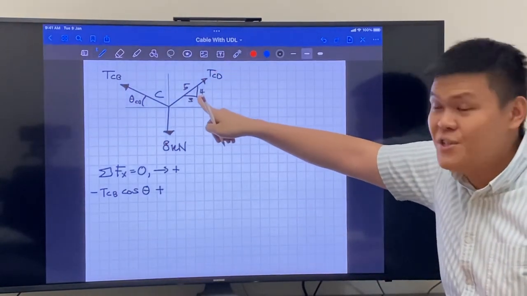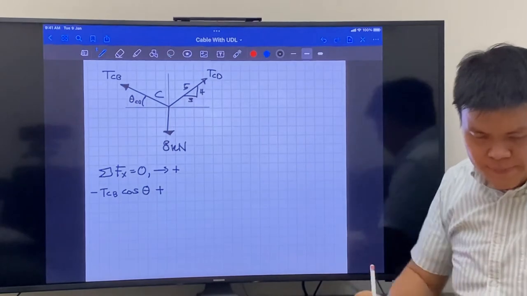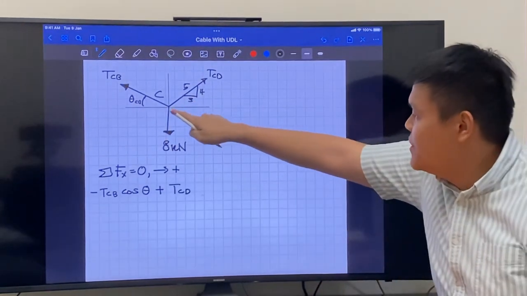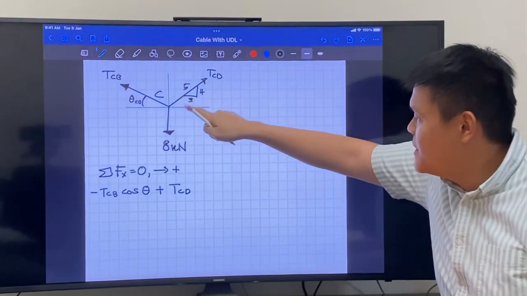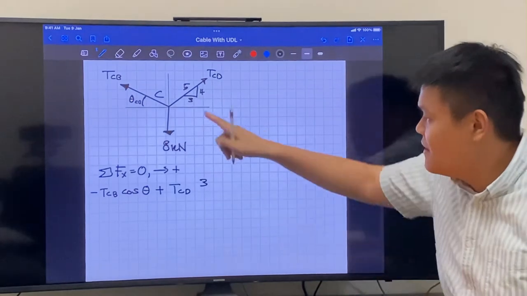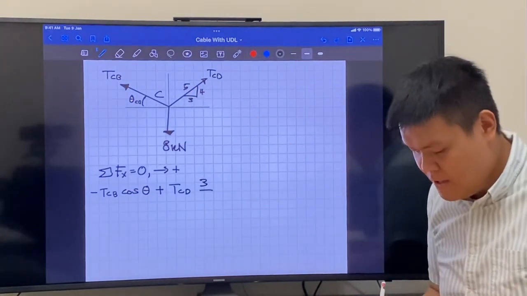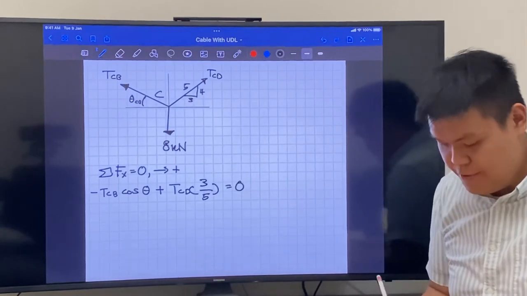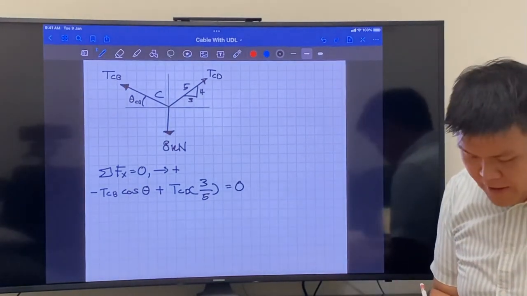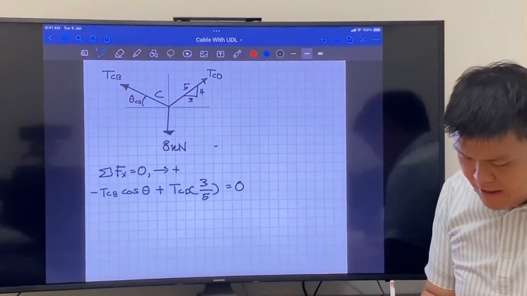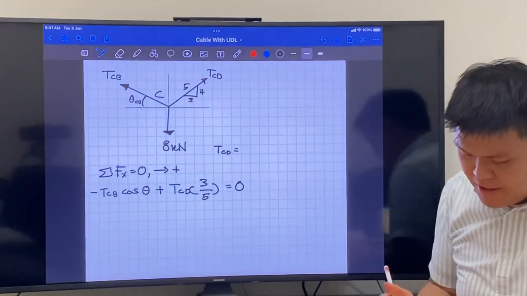Now we have the ratio, so we don't need to use cosine. We can just write TCD. Now remember, which component, which line are we taking? 3, because it's in the same direction as this one. So 3 on top, then we put the hypotenuse on the bottom. This equals 0. Okay, now let's work this out. Since TCD is how much?